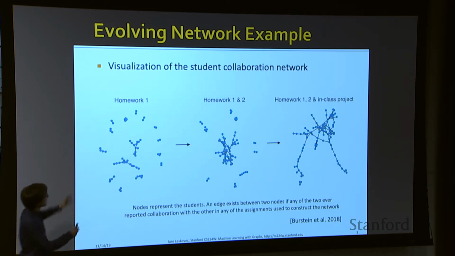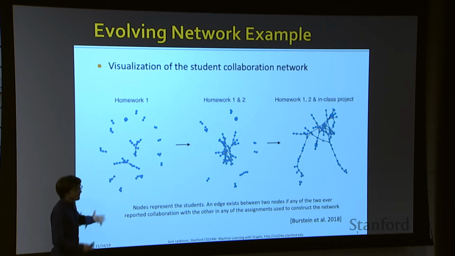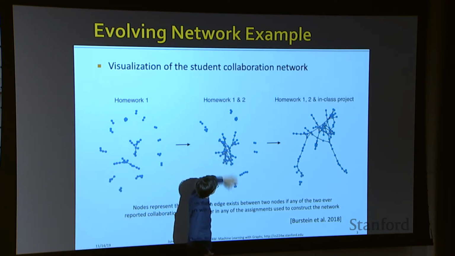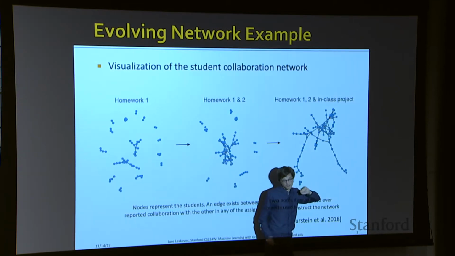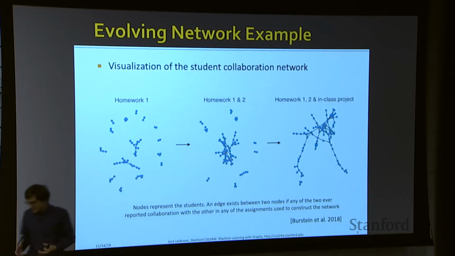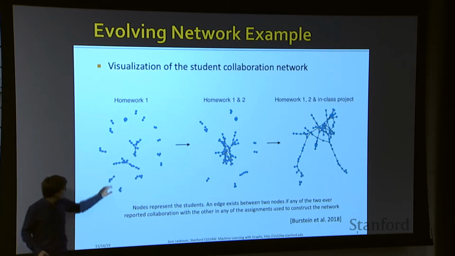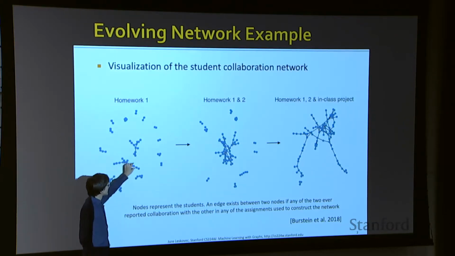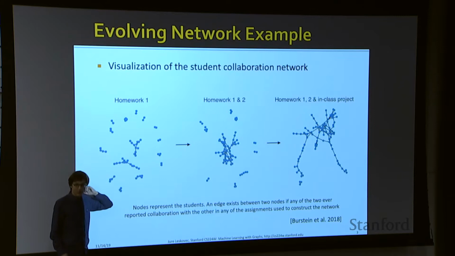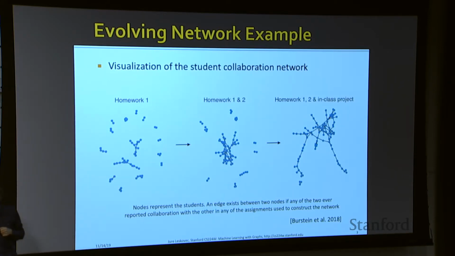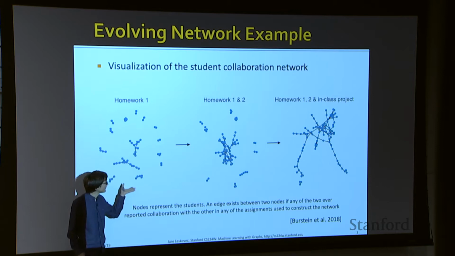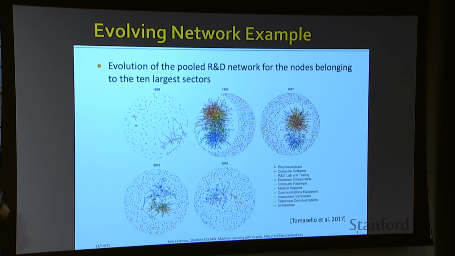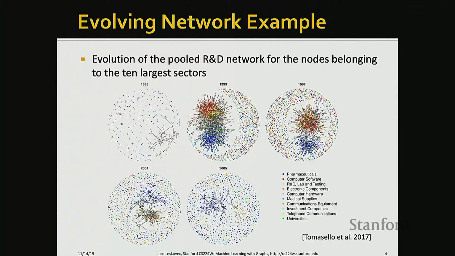For example, this is an example of a collaboration network in a class like ours, after homeworks one and two, and then after the class project, right? And again, you see visually in this case that this network is getting more connected. Here, nodes are students and edges between the nodes exist if there is a reported collaboration, right? Given our collaboration policy, we could actually map out this network for this class. It would have around, I think, 350 nodes and then some number of connections, okay? And there are many other examples of where you look at evolution of networks.